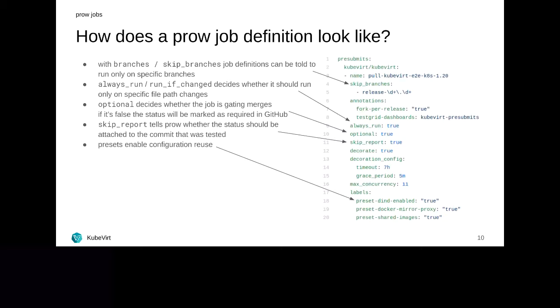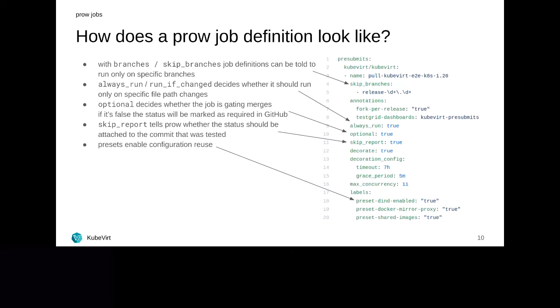We just run on everything else that doesn't match this pattern. Then with always run versus run if changed, you can decide whether it should run on any change in the repository, or whether it should run on specific file path changes, which you can do with run if changed, where you can input a regex pattern. If it matches that expression, then it gets executed.